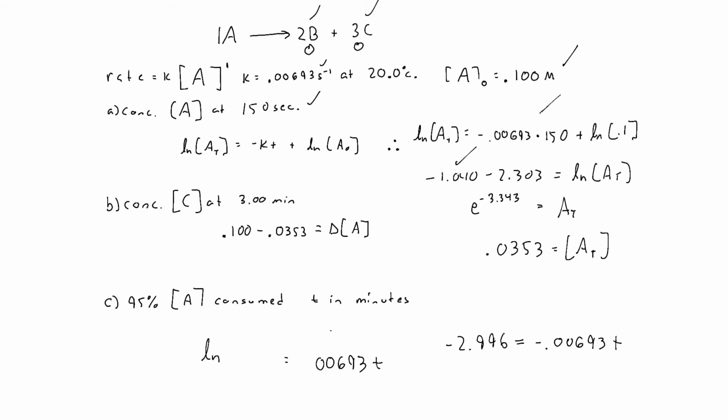If I take the 0.1 that I have here and subtract from it 0.0353, I get 0.0647. That's the change in A, right? What we know is that the change in A over time is equal to 1/2 the change in B over time. When you cross multiply, all we have to do is multiply 2 times the change in A, and that will be equal to the change in B. So if I multiply this by 2, I get 0.1294, and that would be the molarity of B.